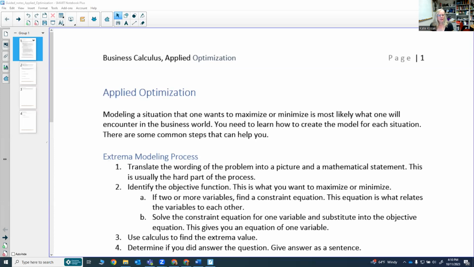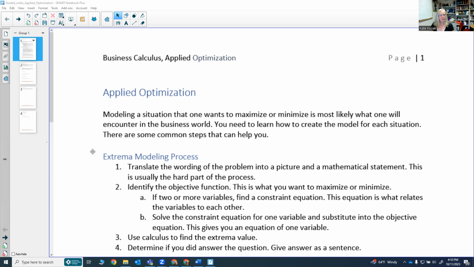This video is on applied optimization. Modeling the situation that one wants to maximize or minimize is most likely what one will encounter in the business world. You need to learn how to create the model for each situation. There are some common steps that can help you.